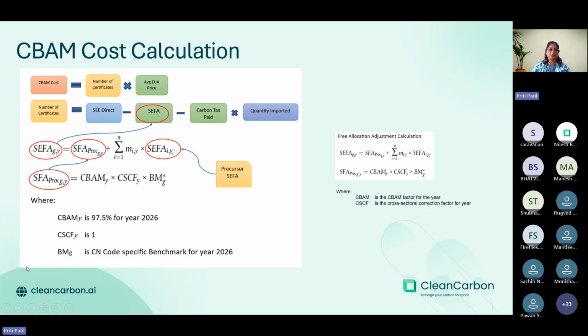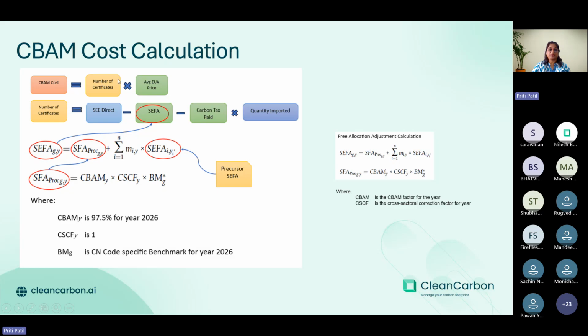So first, let's say this first line of calculation: CBAM cost is equal to number of certificates to be surrendered into average EUA price. So once you get the number of certificates required to be surrendered for the particular shipment or for your annual imports, that number into the EU average price is your actual CBAM cost.